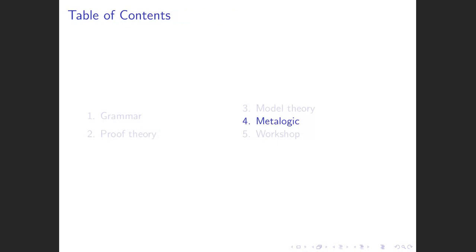Okay, so that's the model theory. Those things are all called first order structures, and they correspond to the first order logic in the grammar and the proof theory.